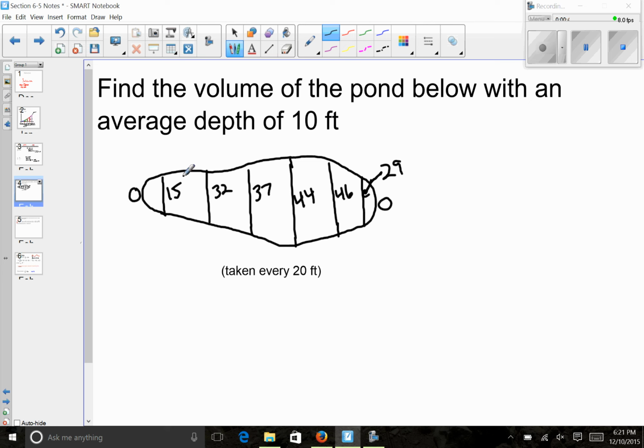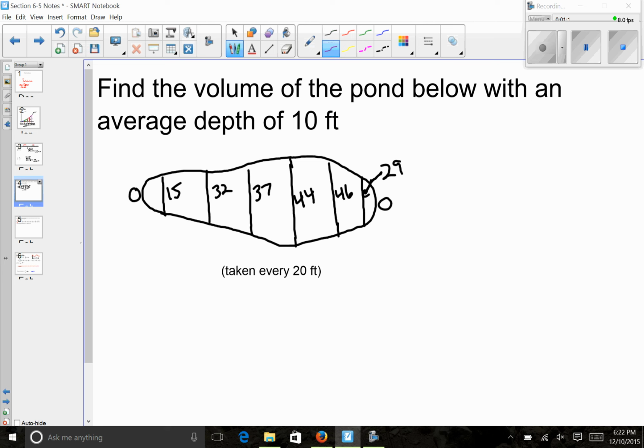Well, the issue here is there's no formula to give us the exact area of this pond surface, so we need to estimate it. We could estimate using rectangles with RAM, either LRAM or RRAM, like we've done in the past. But trapezoids will give us a better estimate with the same number of shapes than rectangles would. So I'm going to use trapezoids for this.